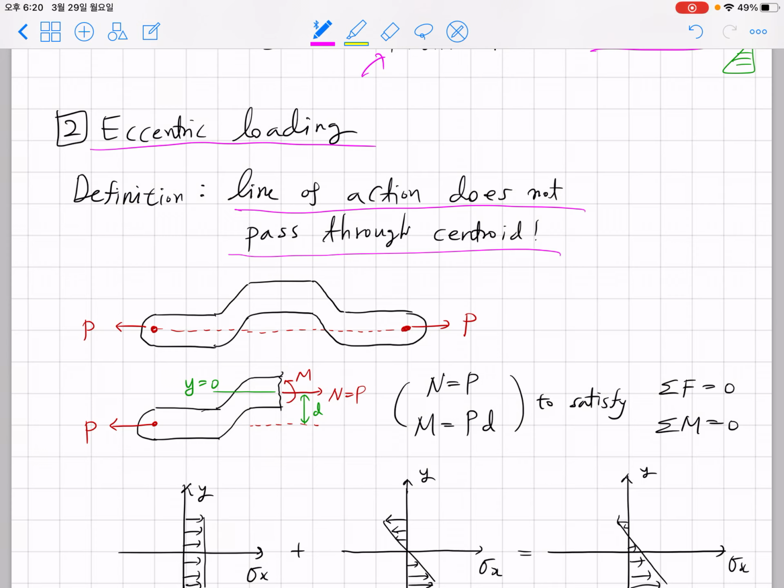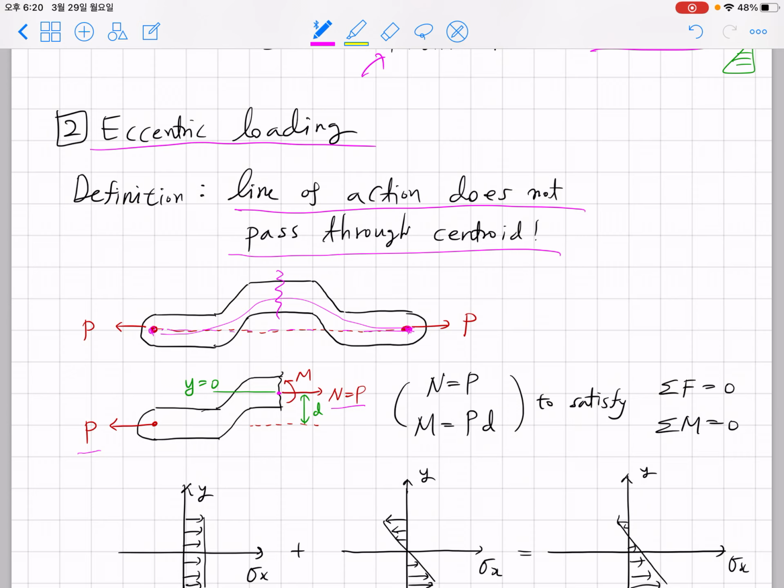Suppose that we have this interesting wavy structure, and we have a pair of forces P on the left and right side. When we have these two forces, we have a line of action like this dotted line, and if we make an imaginary cut here, you can realize the loading does not pass through the centroid of this guy. Okay, then what's happening there? You can see that the normal force N must have the same magnitude as P so that you can have force equilibrium.